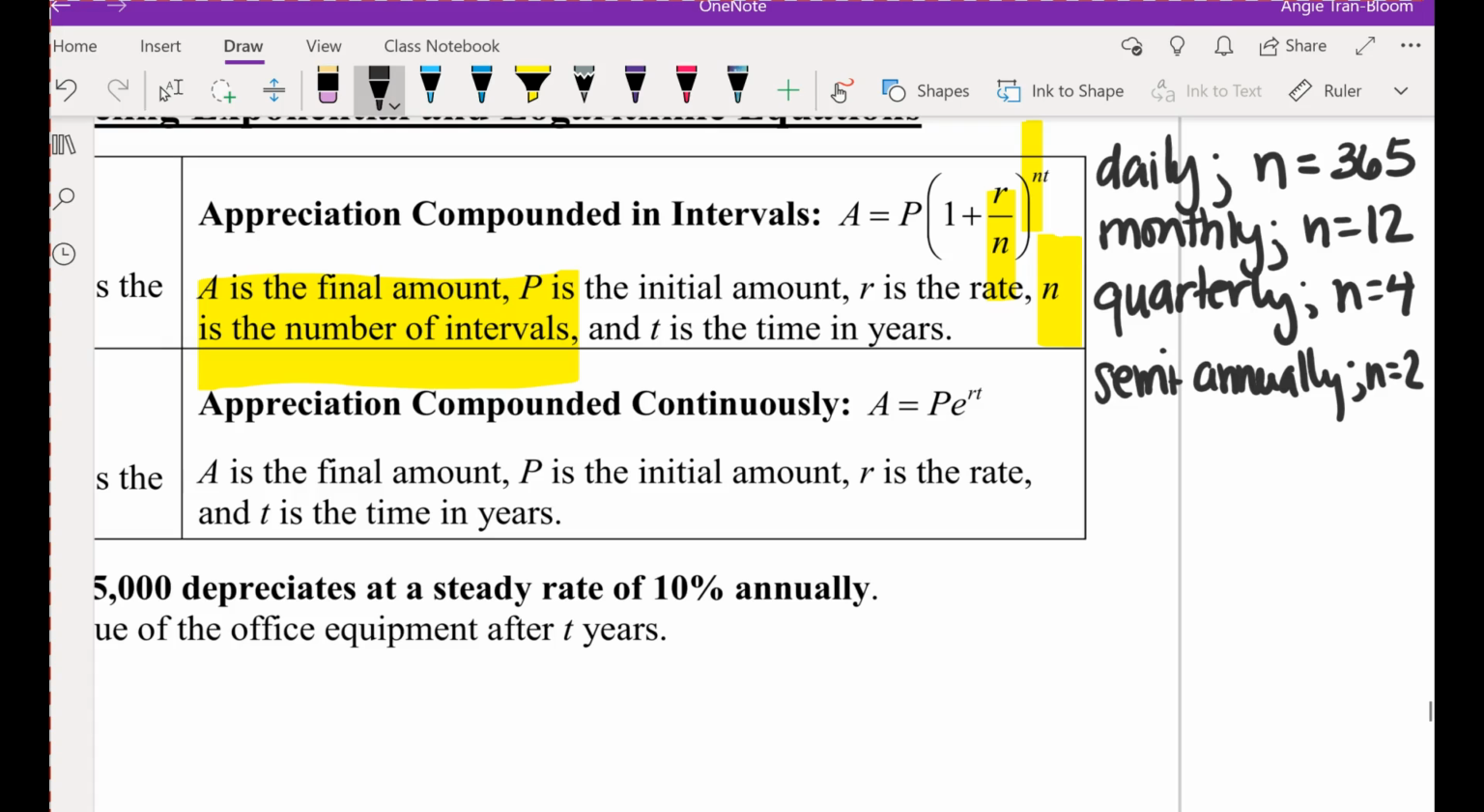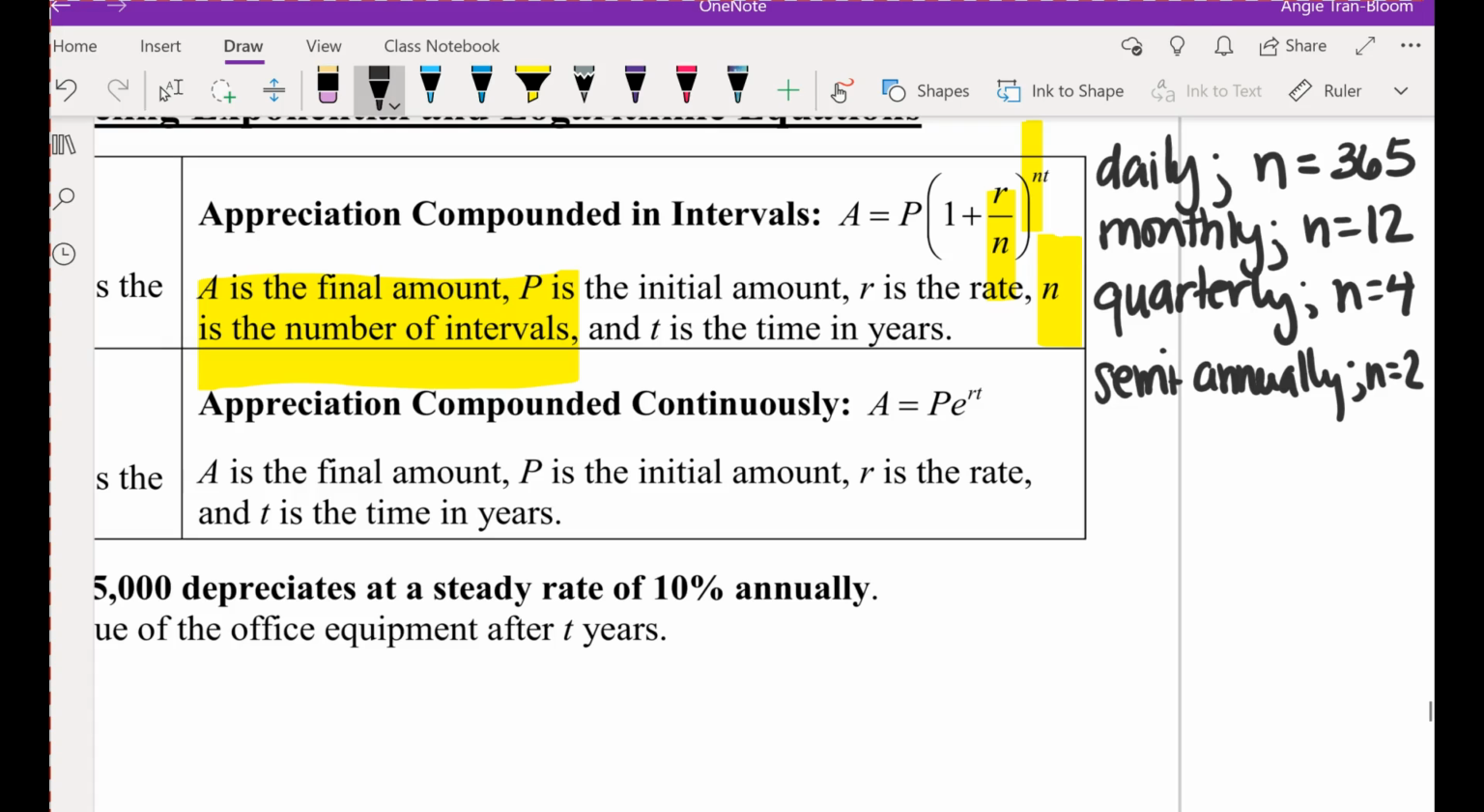Last set of definitions here. Quinn, can you help me read? A equals P times E to the R T. A is the final amount, P is the initial amount, R is the rate, and T is the time in years. Perfect. As you can see, A, P, R, and T have the same exact definitions. Is E a variable? No. What's E? It's a number.